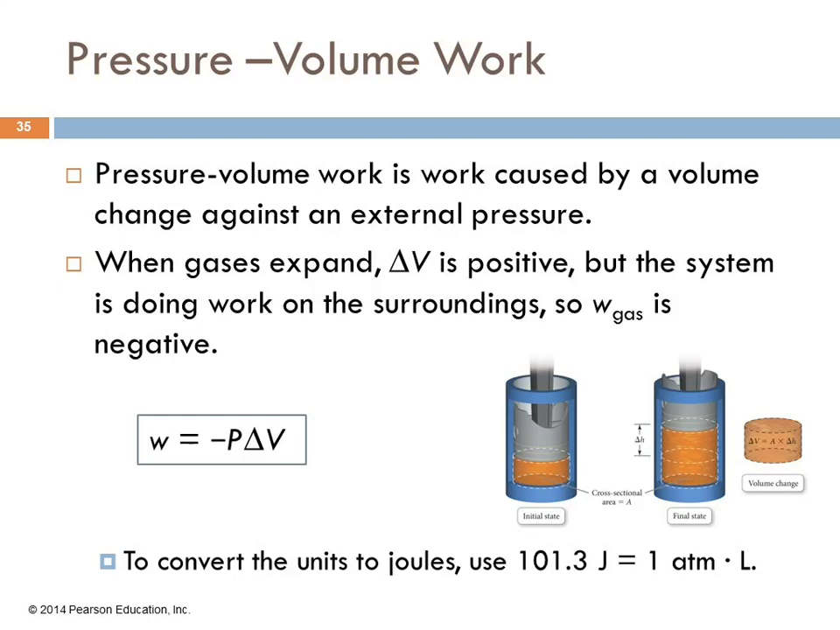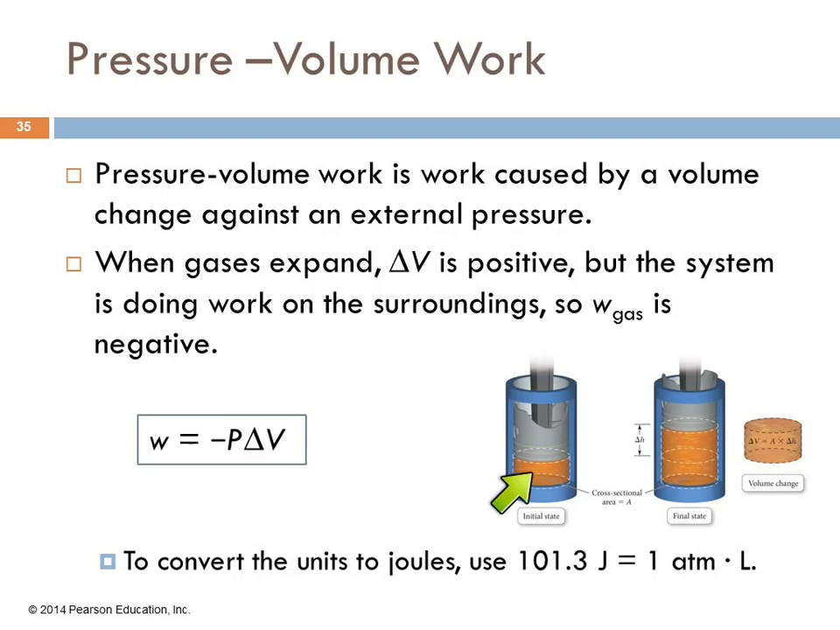There are different kinds of work. One of them is called pressure-volume work. And this is work caused by a volume that's changing against an external pressure. So a gas expanding against pressure. So the gas expands, delta V is positive, but the system is actually doing work on the surroundings, so the work for the gas is negative.